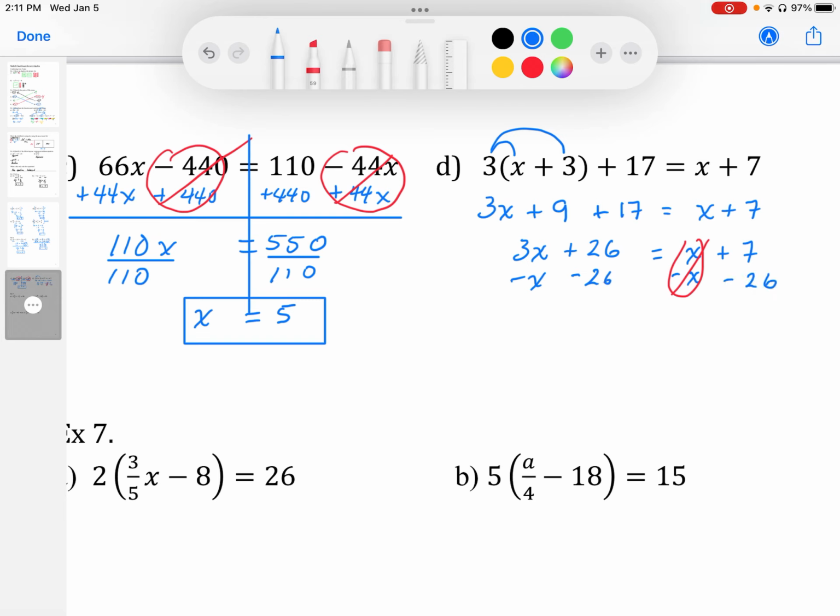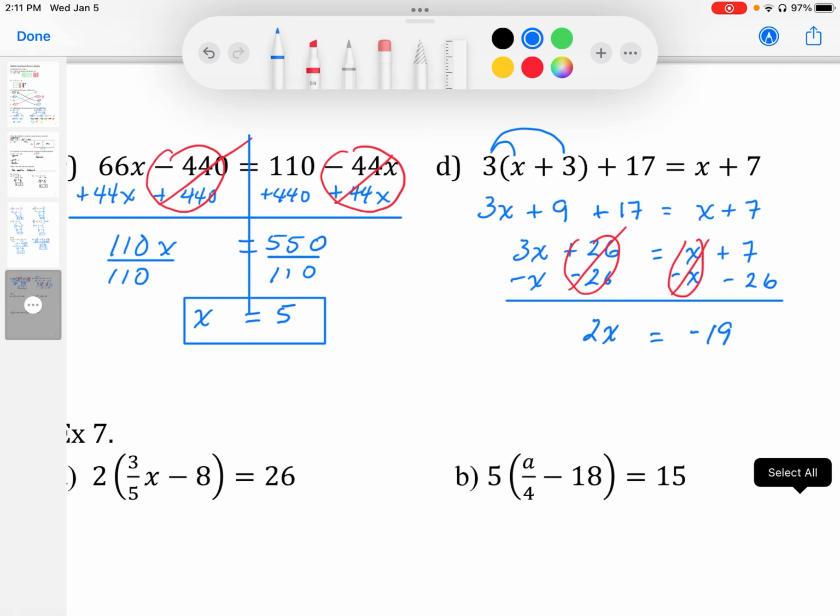Again, we have to make sure we balance the equation. We have to do it on both sides. Once I've balanced the equation, I want to tally up what's on the left side and right side. So I have 2x's on the left side. On the right-hand side, I get minus 19. Okay, so I have negative 19 on this side.